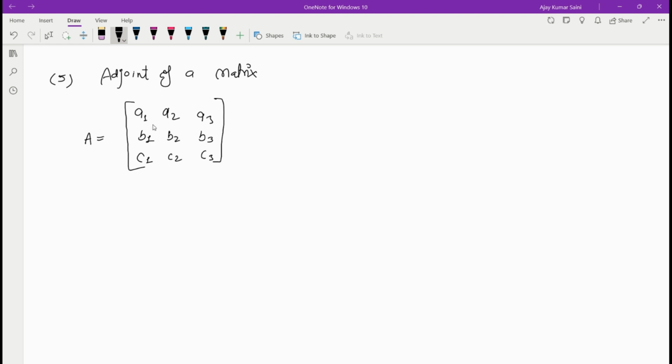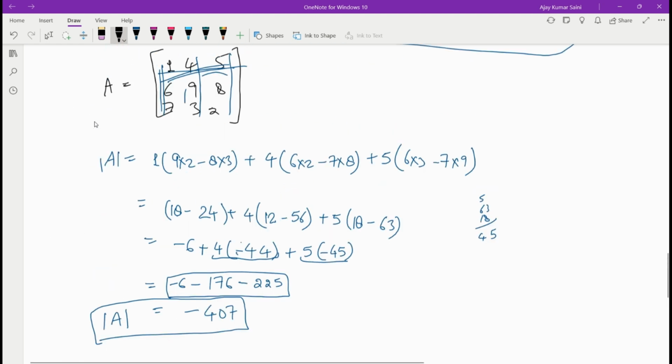So here I take one, which denotes row one, row two, row three, column one, column two, column three, and A denotes row A, row B, row C. Okay. So similarly, now I can find the adjoint of this matrix.